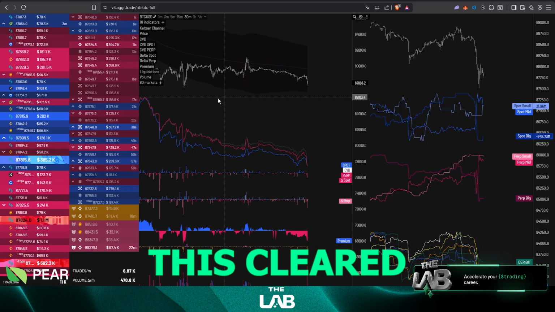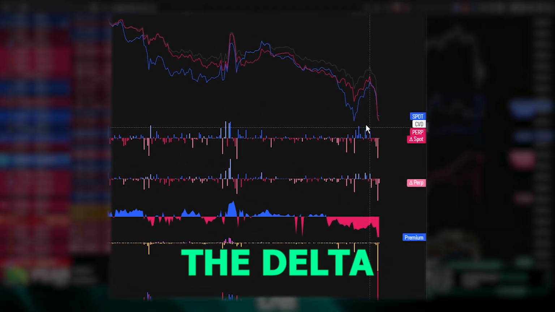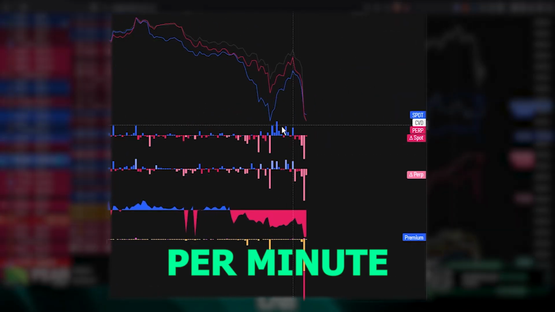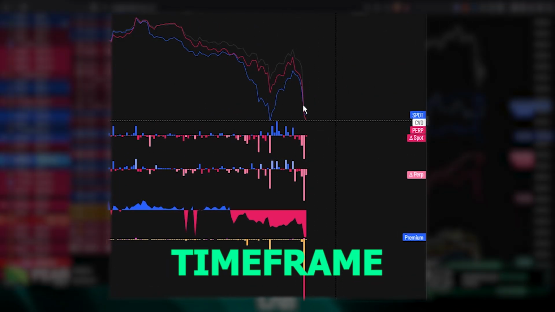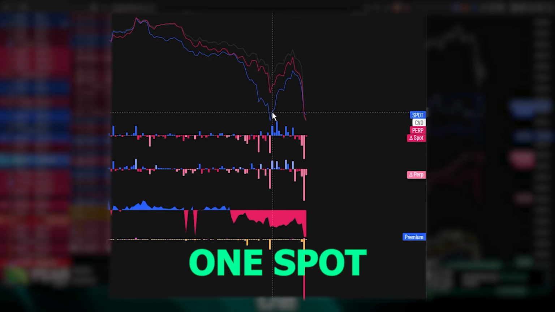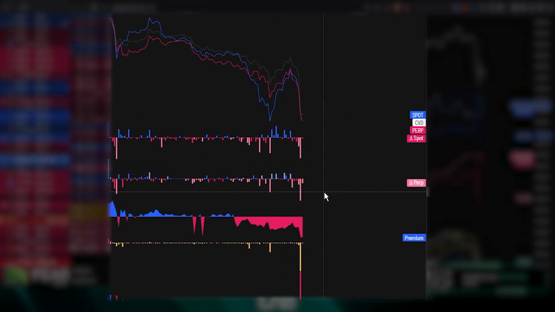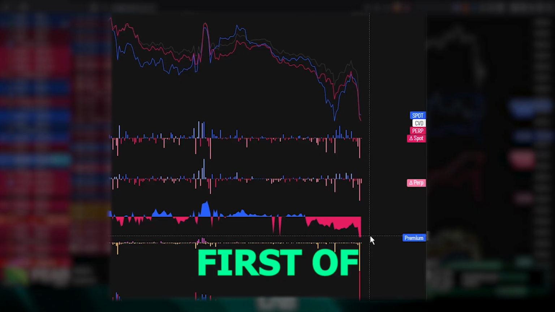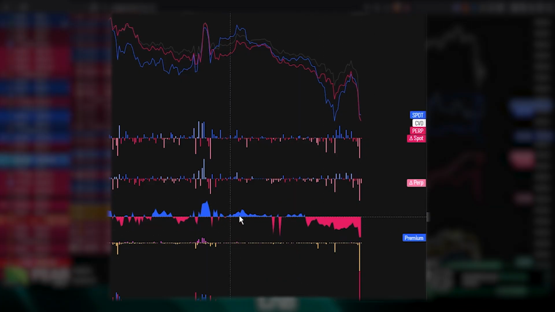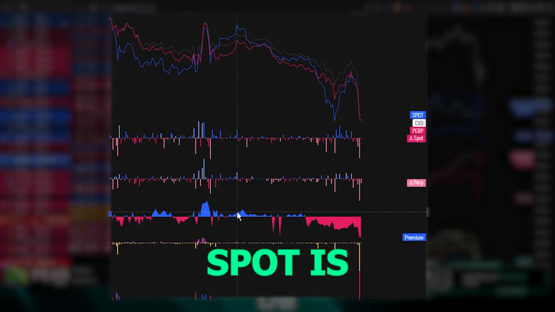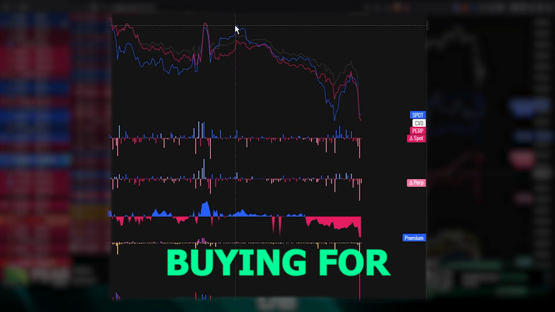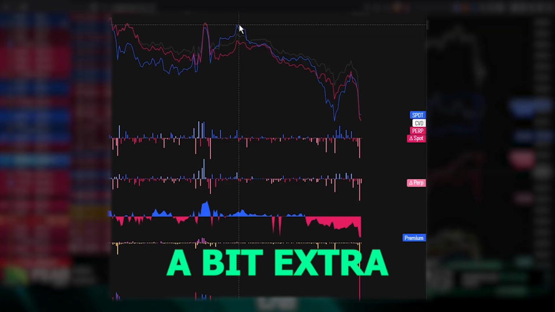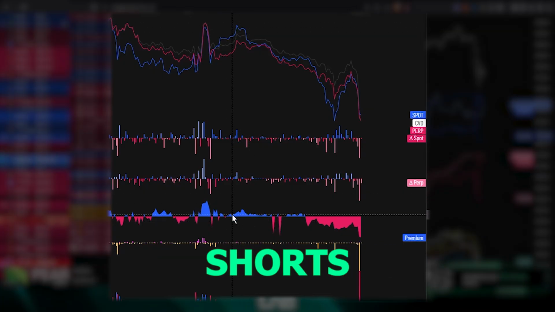But having this cleared, you can also see the delta per minute, or per time frame, in here. Upper one spot, lower one perps. Below that, we have first of all spot premium. If it's in the blue, spot is, as you can see, buying for a bit of premium, so paying a bit extra, and we have fewer shorts in the market.